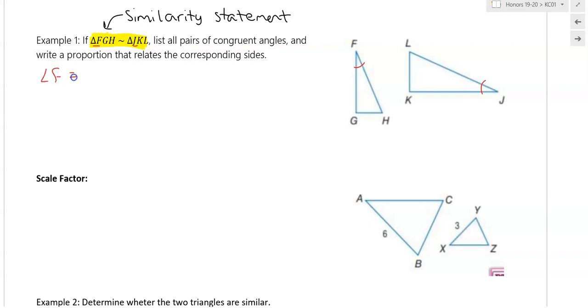Angle F is congruent to angle J. Same thing. I know G is congruent to K. I've already used a 1 tick mark, so I'm going to use a 2 tick mark. And again, I know that because they're in the same place in the similarity statement, in the name. Angle G is congruent to angle K. And finally, H is congruent to L. And now I'm going to use 3 tick marks.